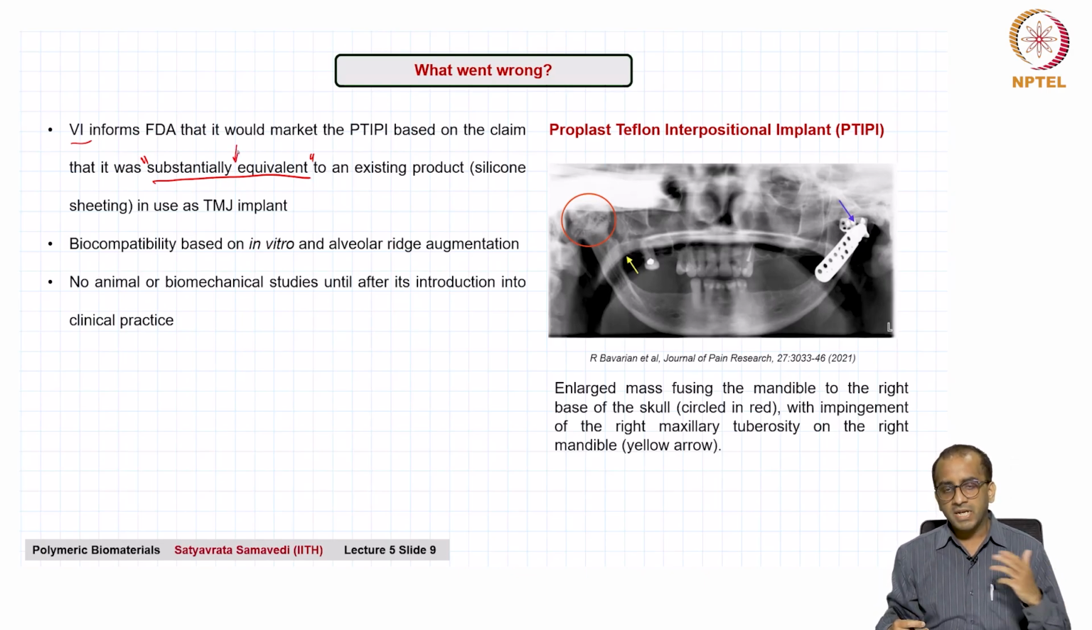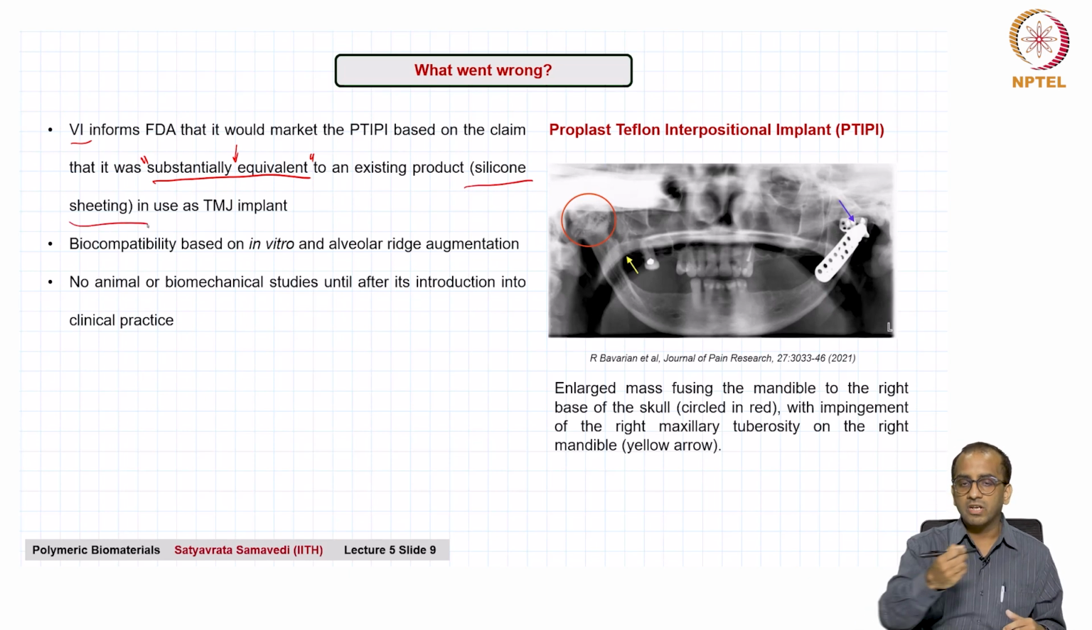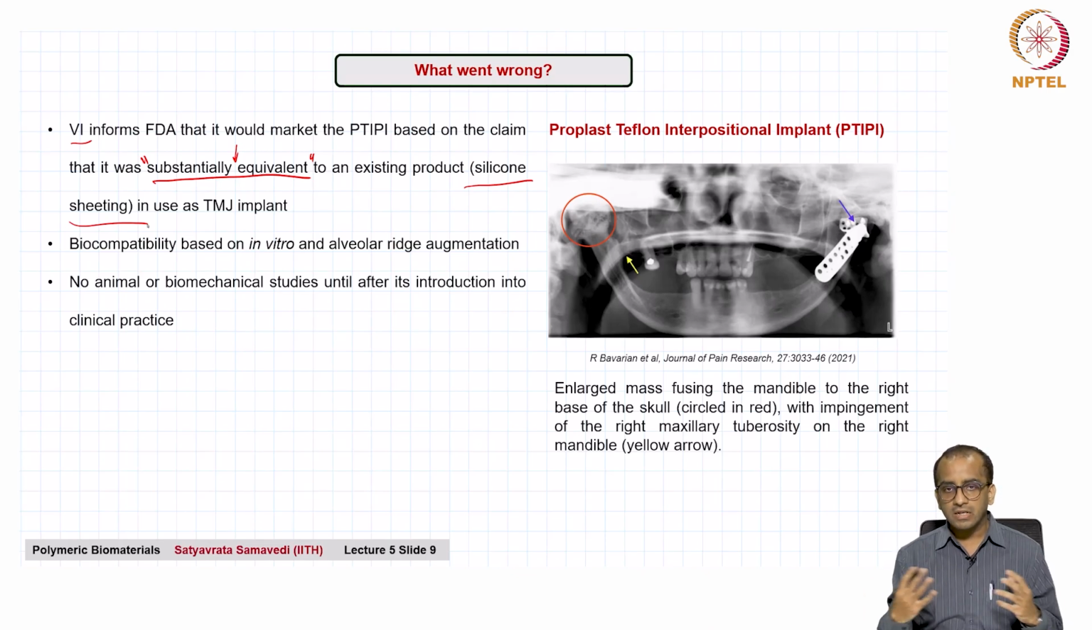For example, PTFE is based on a very different chemistry. The backbone is a hydrocarbon. Silicone is an inorganic polymer. So right away you see that you're not comparing apples to apples. Secondly, the way they were processed was also different. So not only is the chemistry different, the way it was processed was also different, which meant that any substantial equivalence that you can show is not going to work in reality, because both the structure and the processing are different.